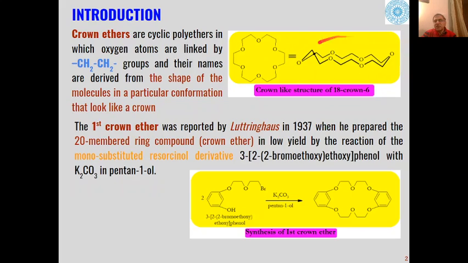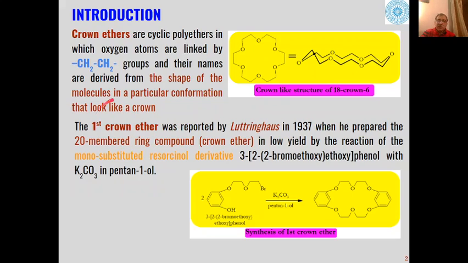And their names are derived from the shape of the molecule, which looks like a crown. So you can see over here, this is 18-crown-6, and there are a total of 18 atoms in this cyclic polyether, and 6 is for the 6 oxygen atoms present in this. So 18-crown-6, and you can see over here in a particular conformation this molecule looks like a crown. That is why these are called crown ethers.